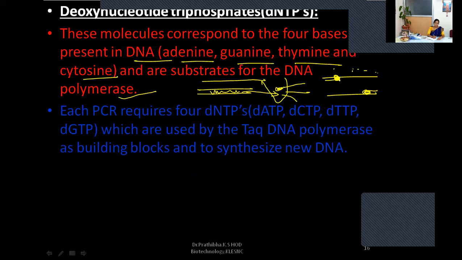Then what happens? There is no further DNA synthesis. So for this Taq DNA polymerase, whatever individual dNTPs you provide act as substrates for the enzyme, which adds the individual dNTPs according to the template strand. Each PCR requires 4 dNTPs, that is dATP, dCTP, dTTP and dGTP, deoxyguanosine triphosphate, which are used by the Taq DNA polymerase as building blocks to synthesize new DNA, or for the extension of DNA according to the template DNA.